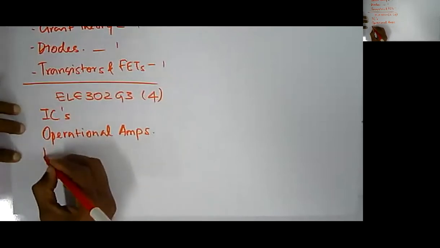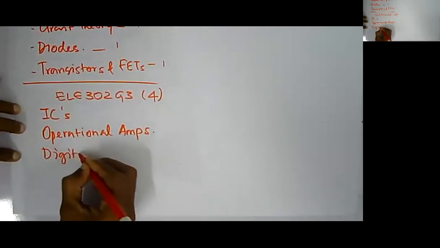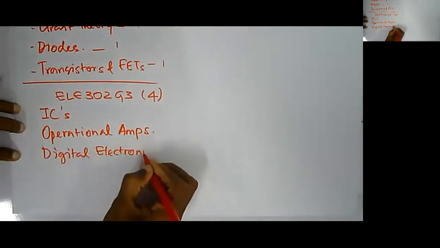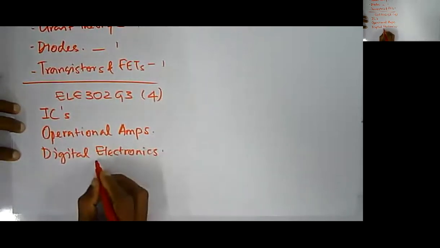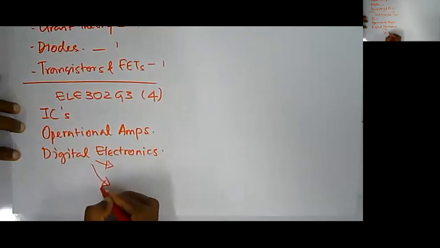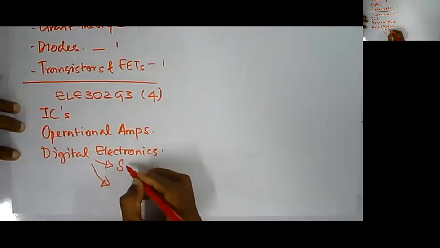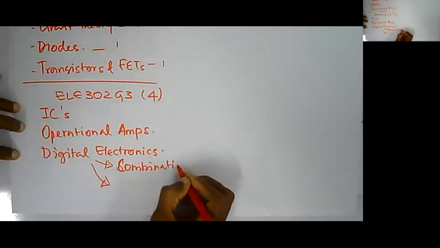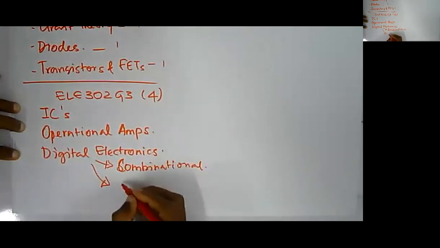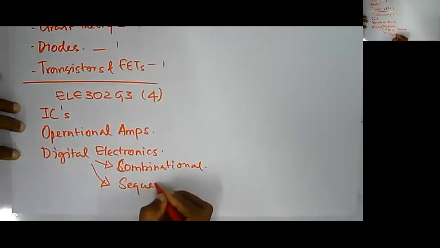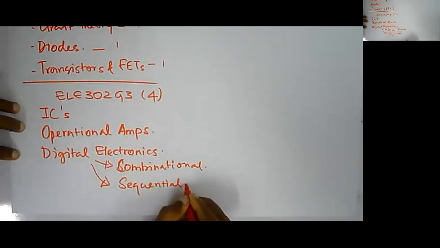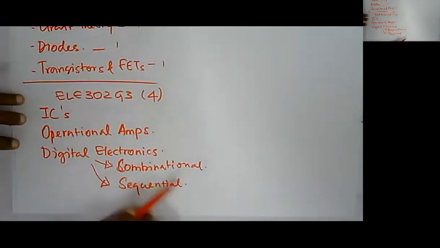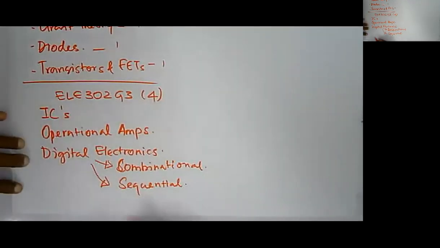The next section is digital electronics. In digital electronics, we have 2 sections: combinational electronics and sequential electronics.